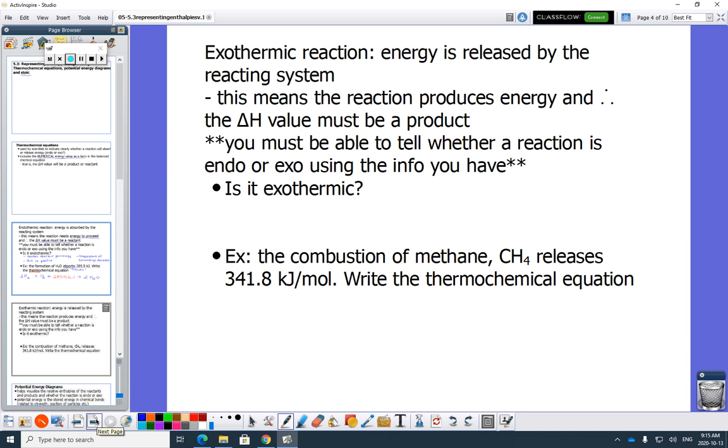Okay, so this slide says almost the same thing, except, of course, it's exothermic now. So heat exits, or the reaction is going to produce energy. So the delta H value is a product, or it releases energy. You'll see those kinds of words.